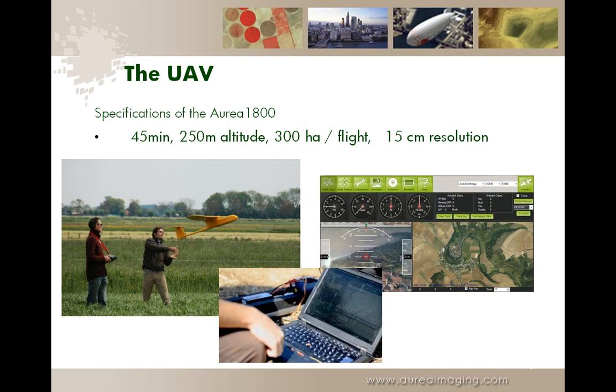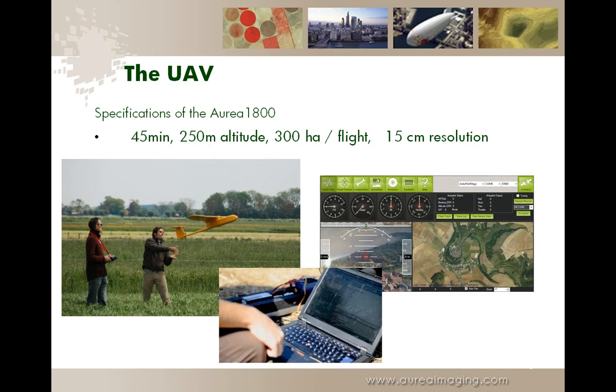But normally, if everything goes fine, which is now the case, this plane flies 45 minutes at an altitude of 250 meters, which means that you can fly 300 hectares in one flight at 15 centimeters resolution. This depends, of course, on the camera. Later on, I will give some more information on the camera we are using.